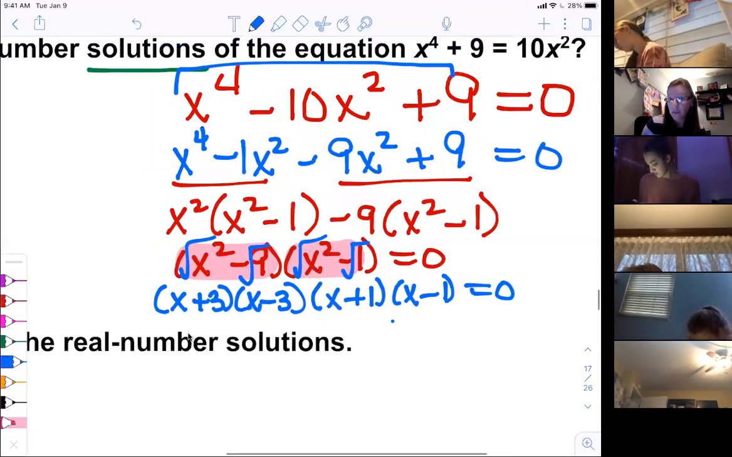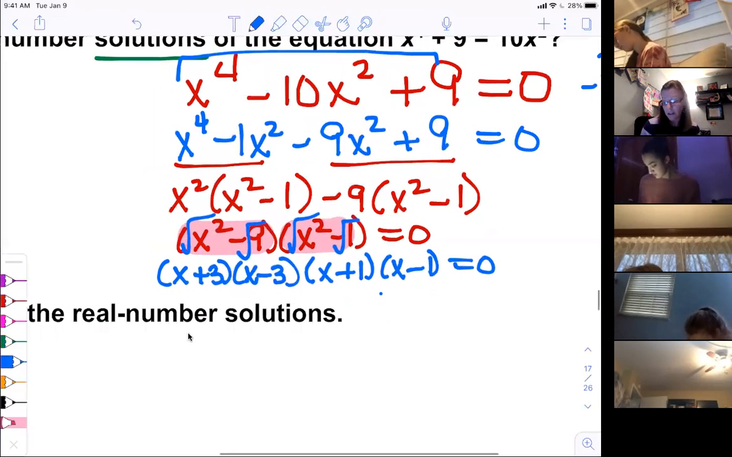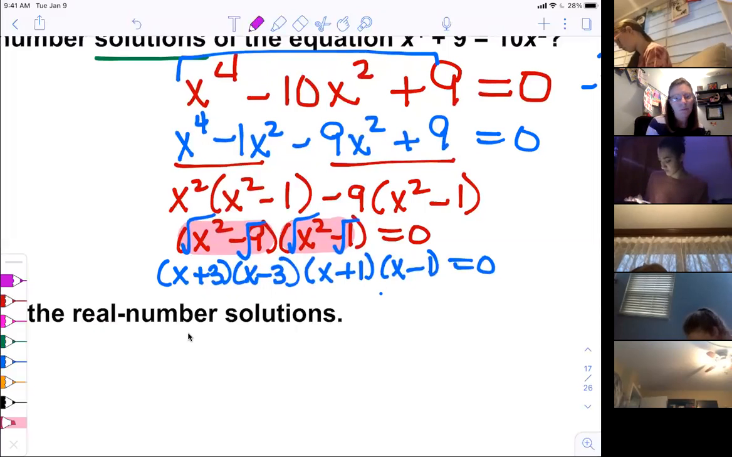Now, this is factored completely, but it says find the solutions. How do you find the solutions once it's factored? Valerio, how would I find the solutions once it's factored? You would use the zero product property to set each one equal to 0. Excellent. So it is the zero product property. Great job for remembering the name of that as well. Each one of these individual parentheses is set equal to 0.